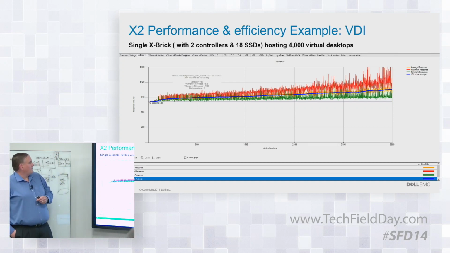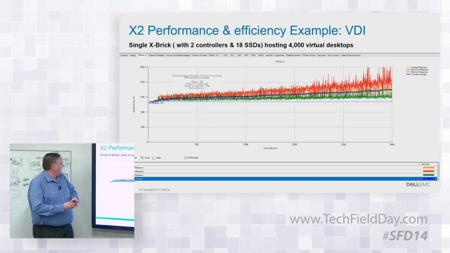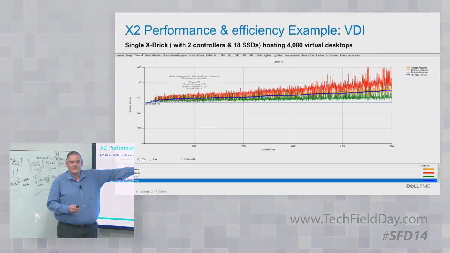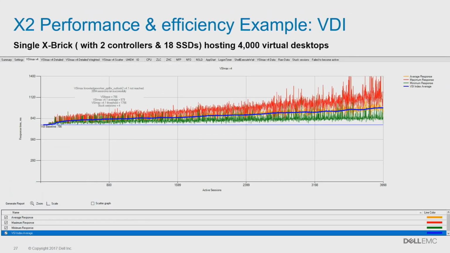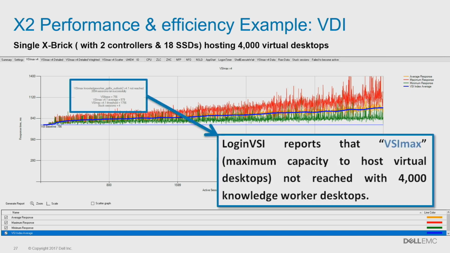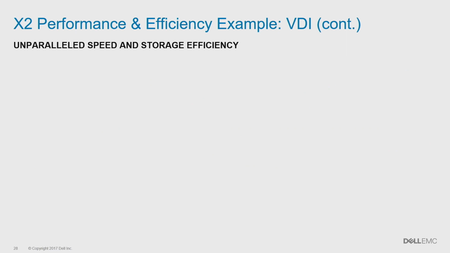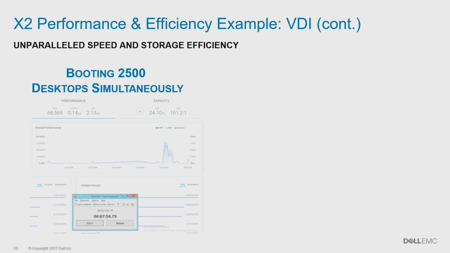All right, so VDI. This is 4,000 virtual desktops, with VSI Sim Max. It's 2 controllers, 18 SSDs, so I'm not having a big configuration. This is pretty much a minimum config box, running 4,000 VDI sessions, and we're able to go ahead and not hit our maximum here. Interestingly, Zvi will show you an Oracle example when we look at Write Boost.